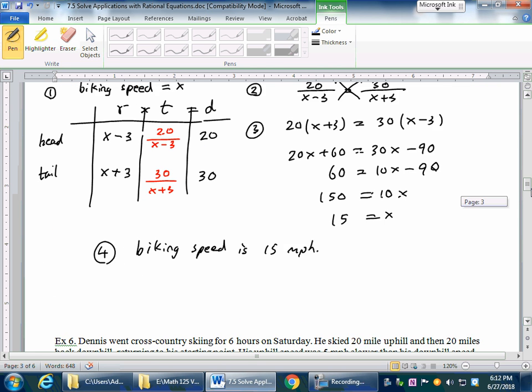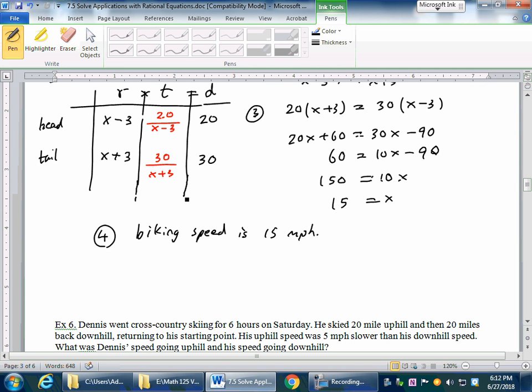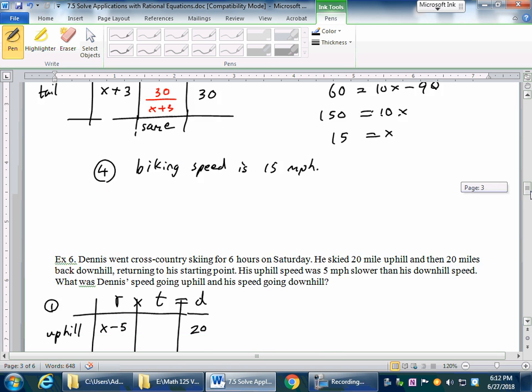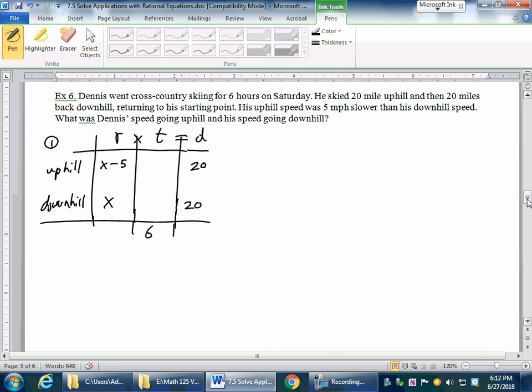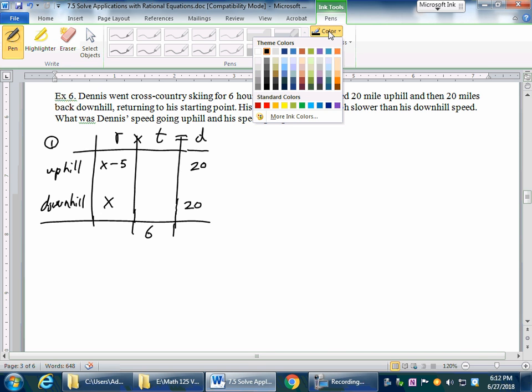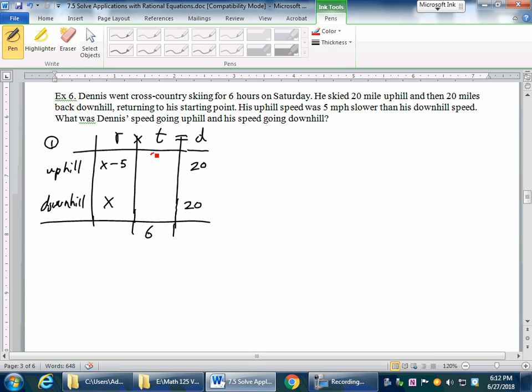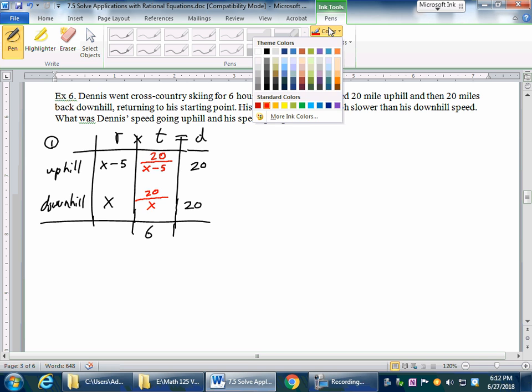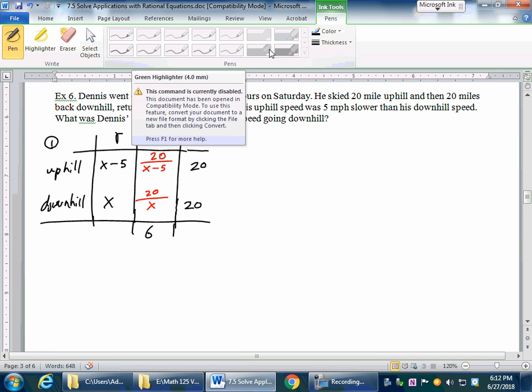In the previous example, put this so that way you can keep track of it. The time is the same, meaning they are equal. So, like in the previous example, if I want the time, that will be the distance divided by the rate. The distance divided by the rate. And this time, we know that going uphill and then coming back downhill is a total of 6 hours.